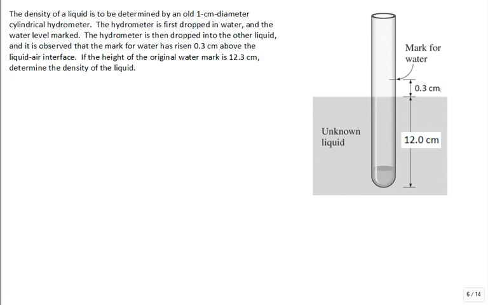The density of a liquid is to be determined by using a 1 centimeter diameter cylindrical hygrometer. So I have some unknown fluid. I'm really looking to calculate the density of this unknown fluid. What's a good symbol for unknown? Density unknown. Okay? I want to calculate it. This is a hygrometer. What does it look like? A test tube. All right.